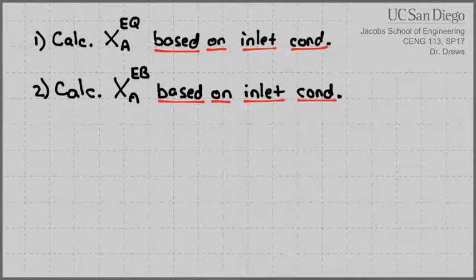So we're only going to have to do it twice. We're going to analyze any number of reactors by only calculating these things once each. So we're going to have to do 2 calculations. Both of them are based on the inlet condition. As long as we do that, then we can do the following steps.